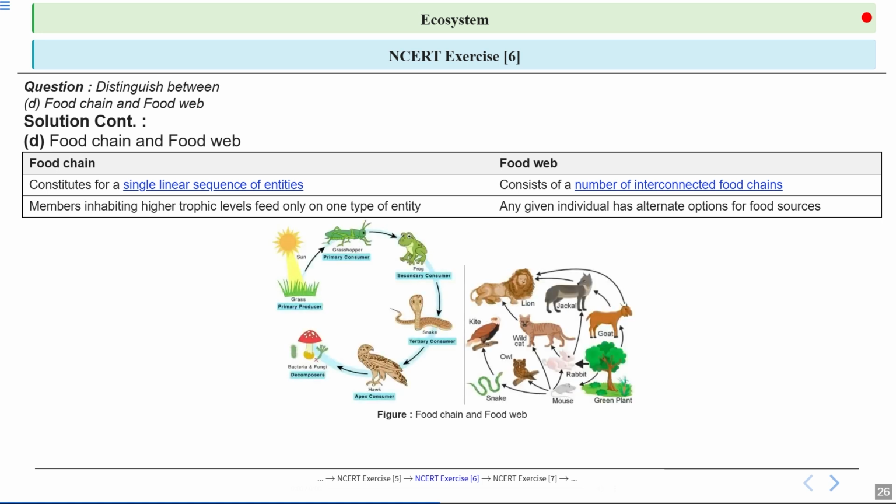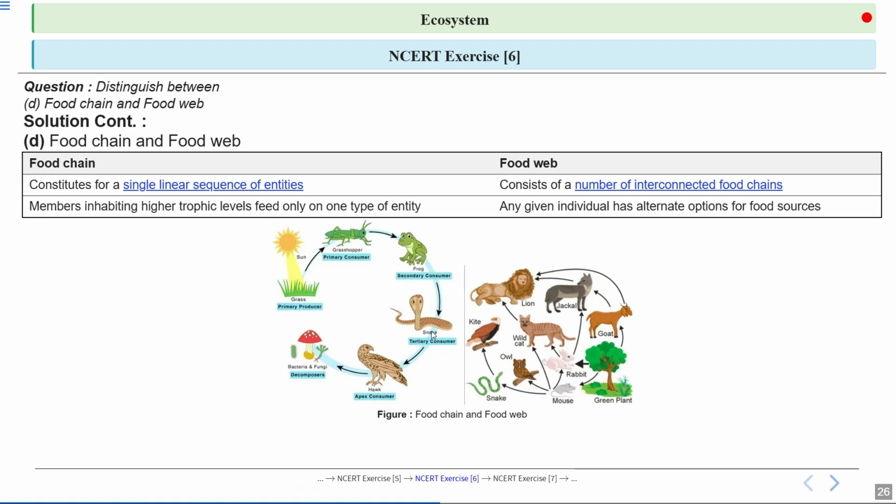Here in this image you can see a food chain on the left and the food web on the right. Here you can see in the food web there is an interconnection of the food chains. Okay, so here you can see different food chains are connected. There is one food chain starting from the trees. Then you can see goats, which are the herbivores. They are eating plants, and then the goat in turn is eaten up by the lion.